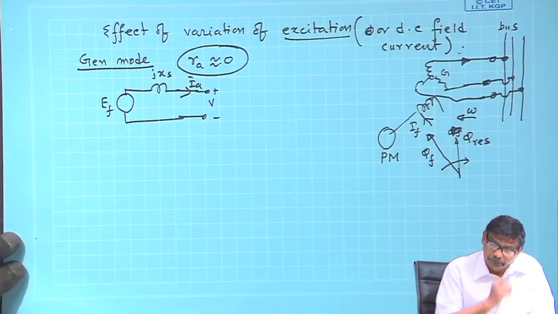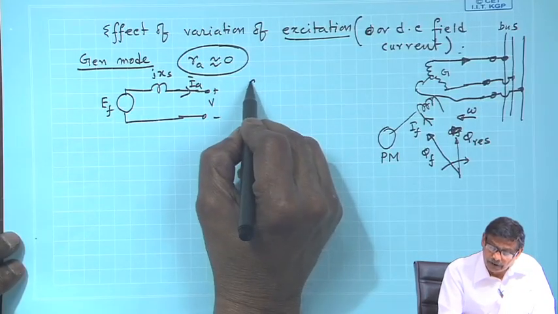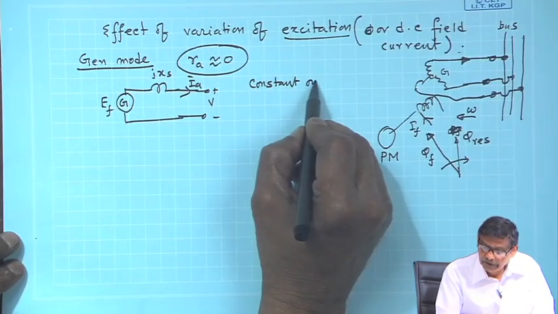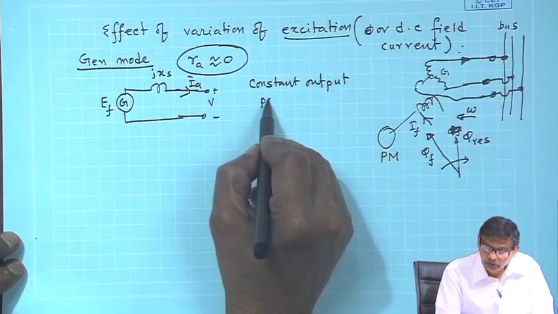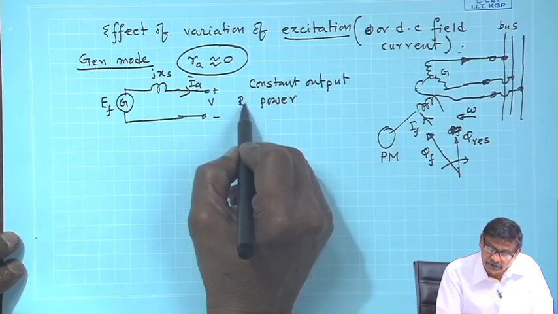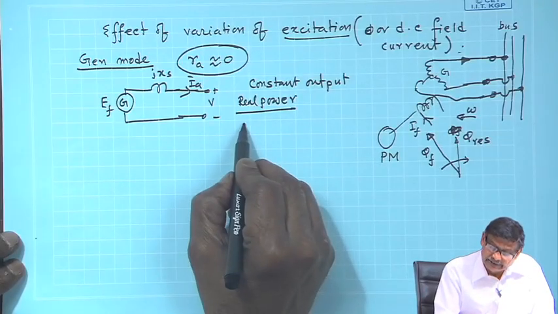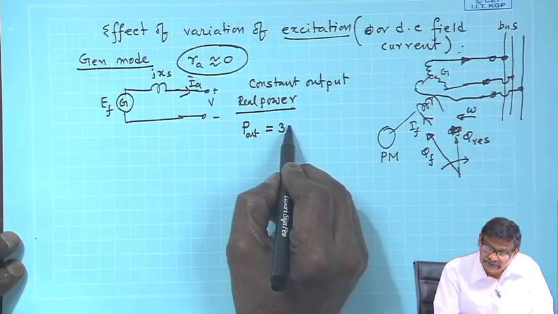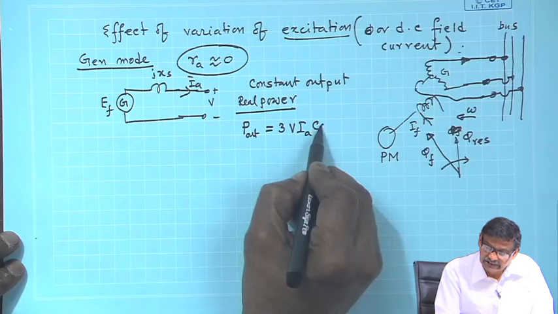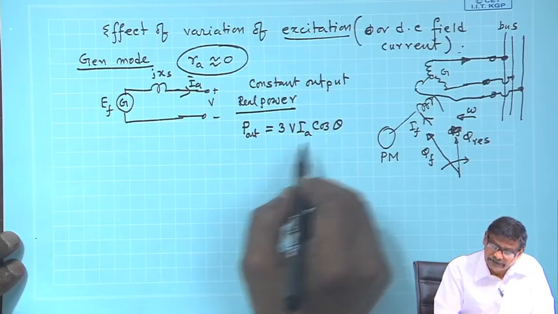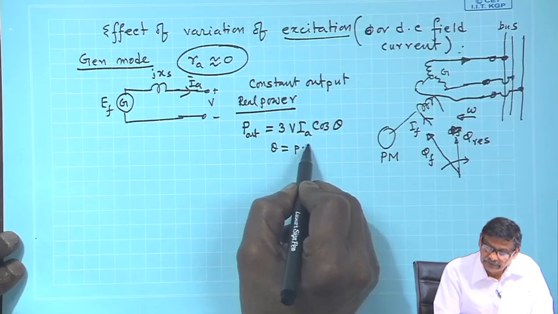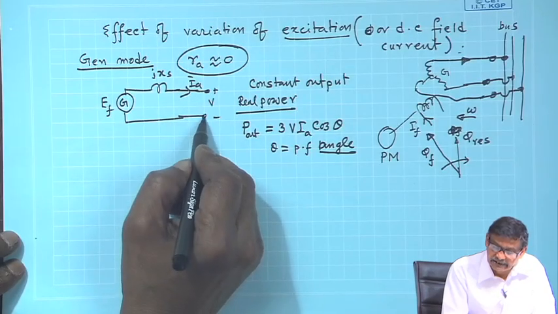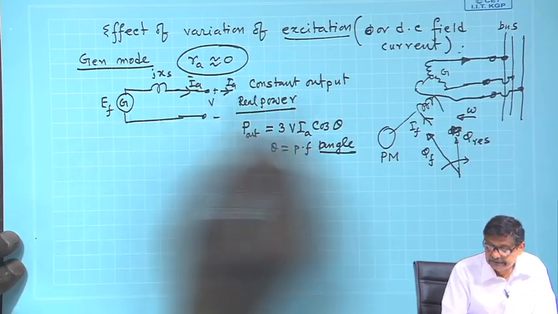Is that clear? Now, suppose for a constant output real power in generator mode, I can say the output of the generator will be 3 V IA cos theta, where theta is the power factor angle, the angle between V and IA, the current it is delivering.